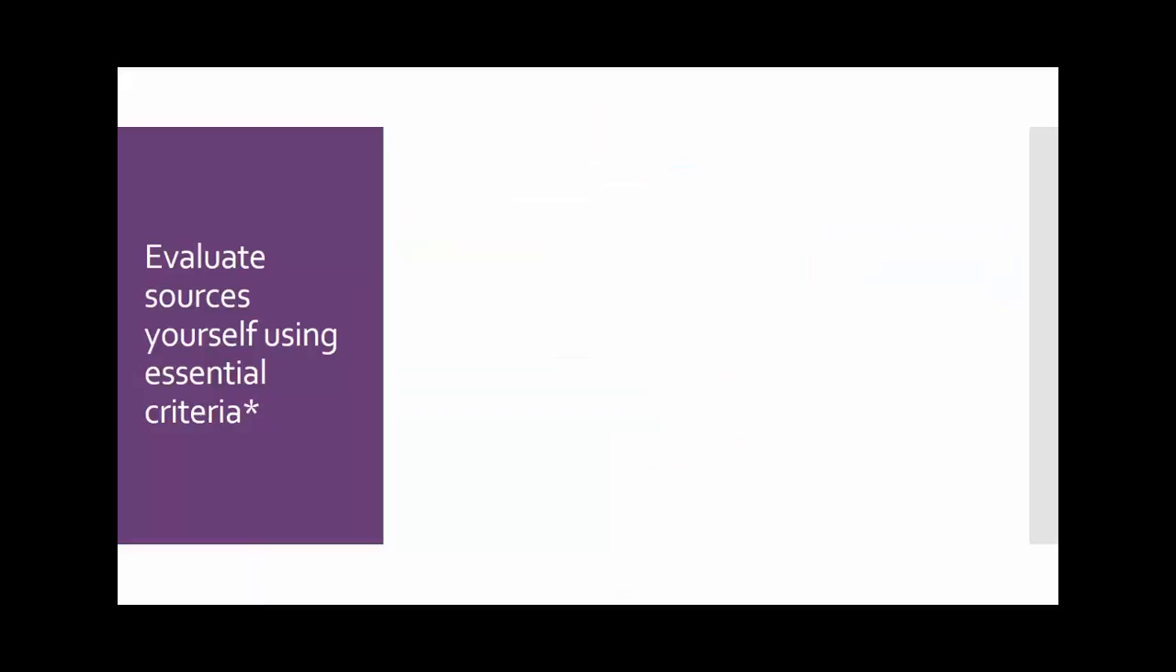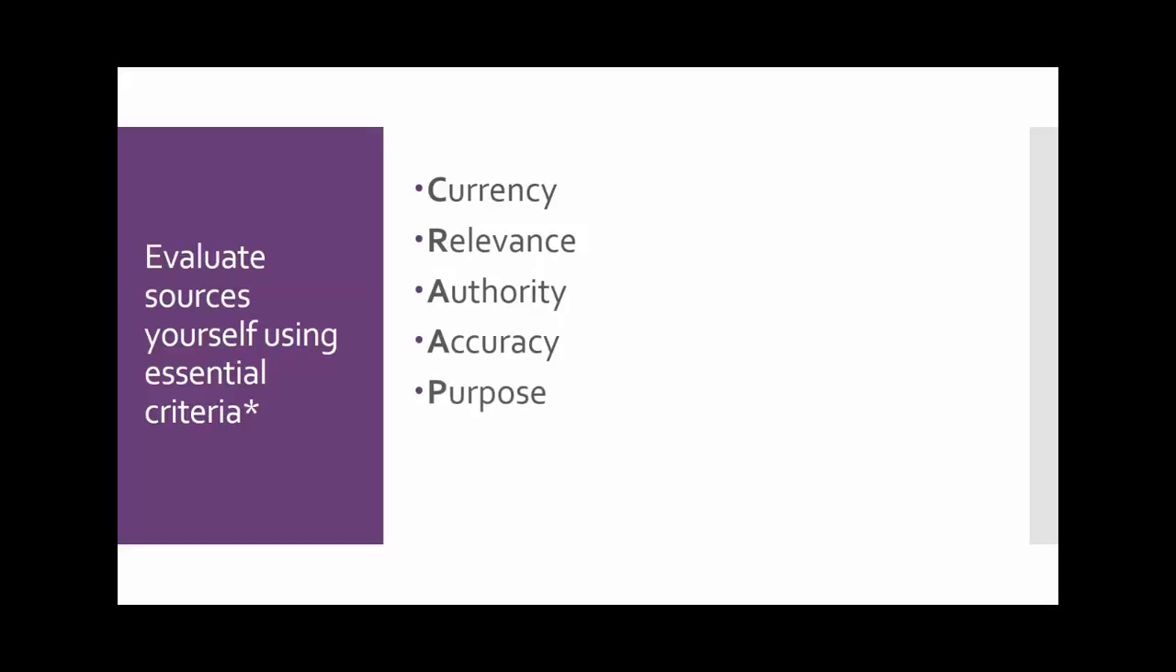Now, once you begin your research and find some information sources, you want to evaluate their reliability. Librarians have developed some criteria for you to use when you perform this evaluation, and they are currency, relevance, authority, accuracy, and purpose.